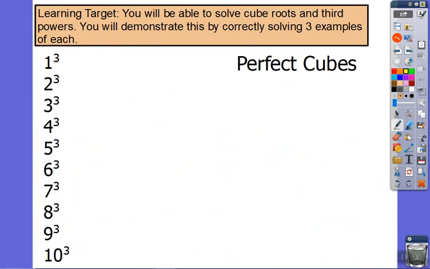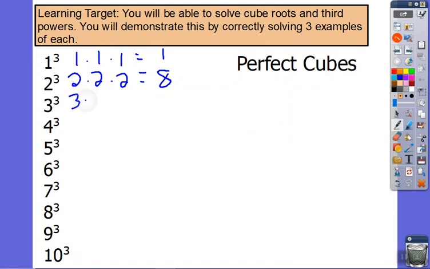Okay, so our new thing today is cubes. Cubes means that we're doing it 3 times. So this first one is 1 times 1 times 1, which is 1. And I've got 2 times 2 times 2. Be very careful and please don't say 6, because 2 times 2 is 4, and 4 times 2 is 8.